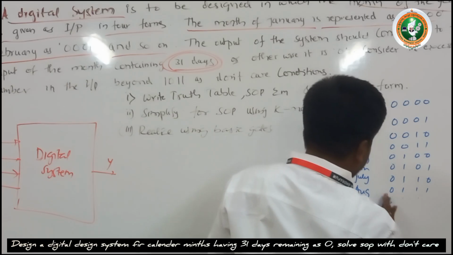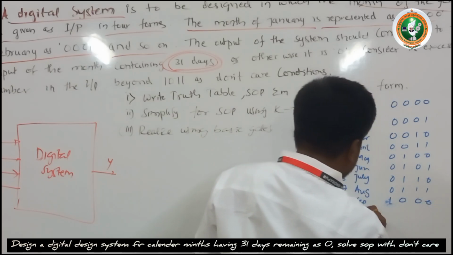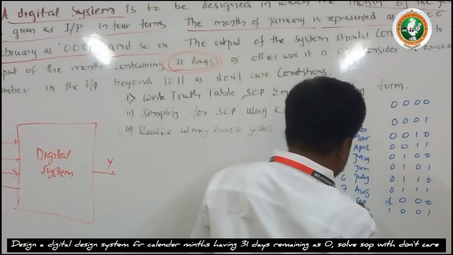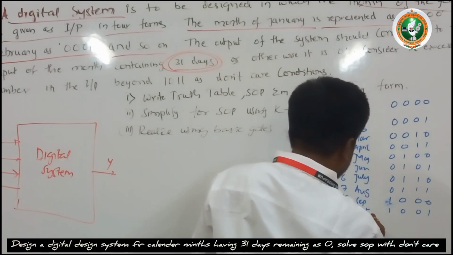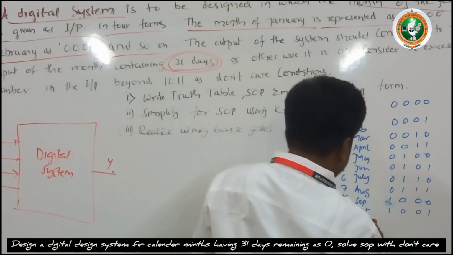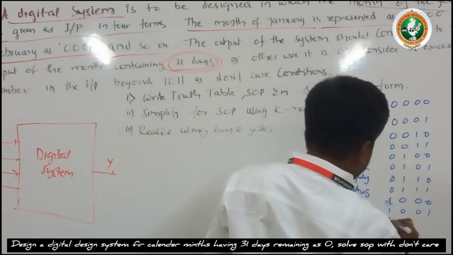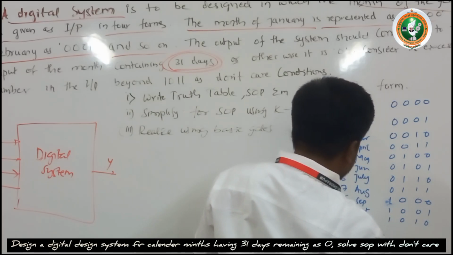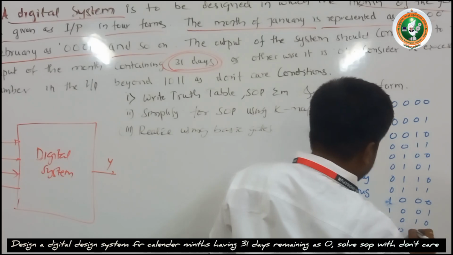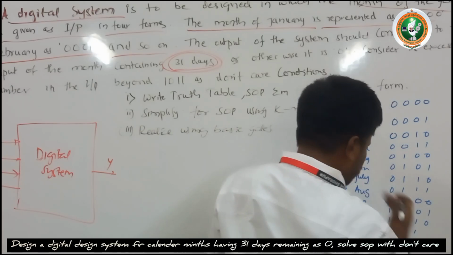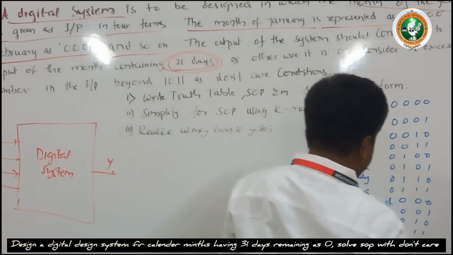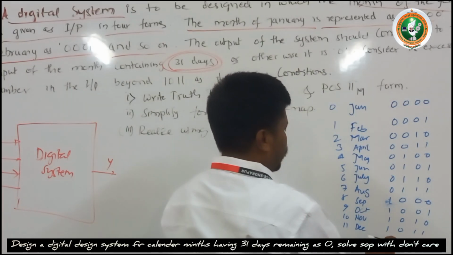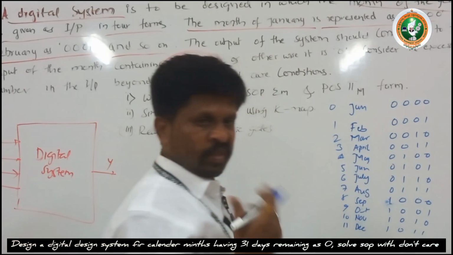September is 1000, equivalent 8. October is 1001, 9. November is 1010, that is 10. December is 1011, that is the equivalent value 11. The remaining are considered as don't cares.